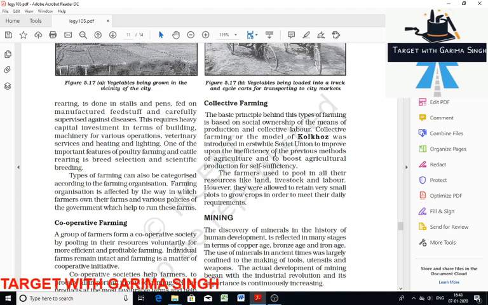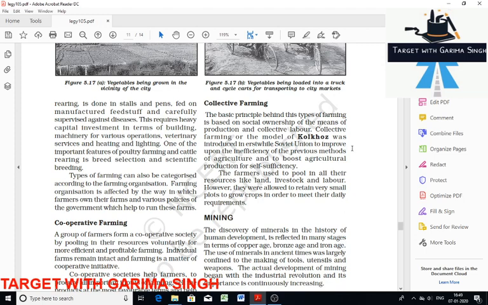The farmers have to pay taxes for their own land. Members are paid according to the nature of their work. Exceptional work is rewarded by the government. That is collective farming. You should remember it's also known as kolkhoz.